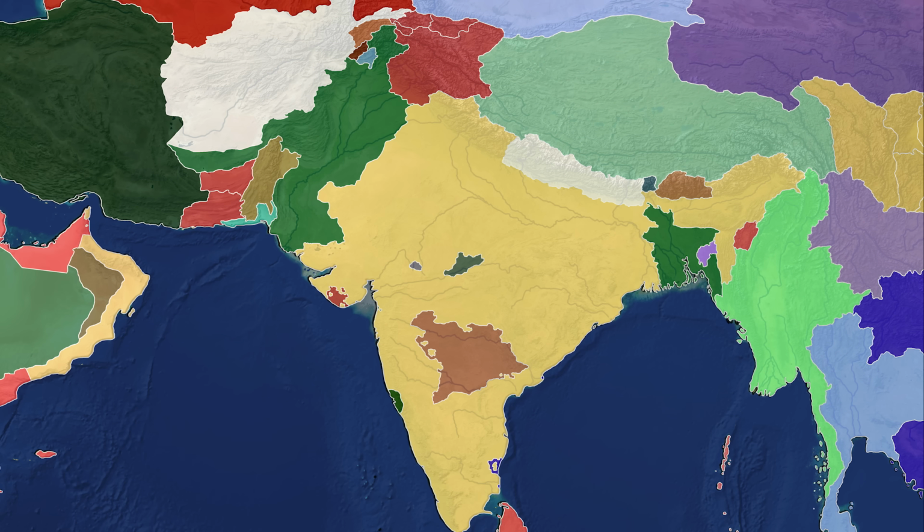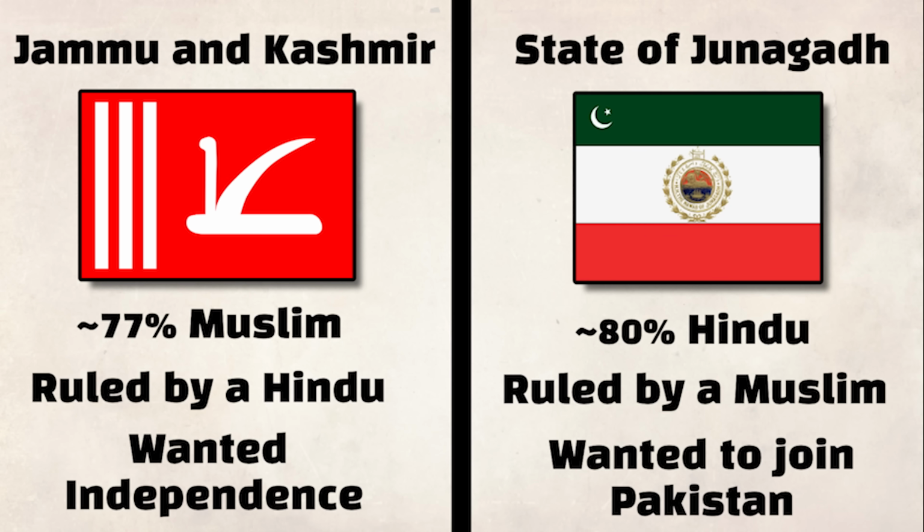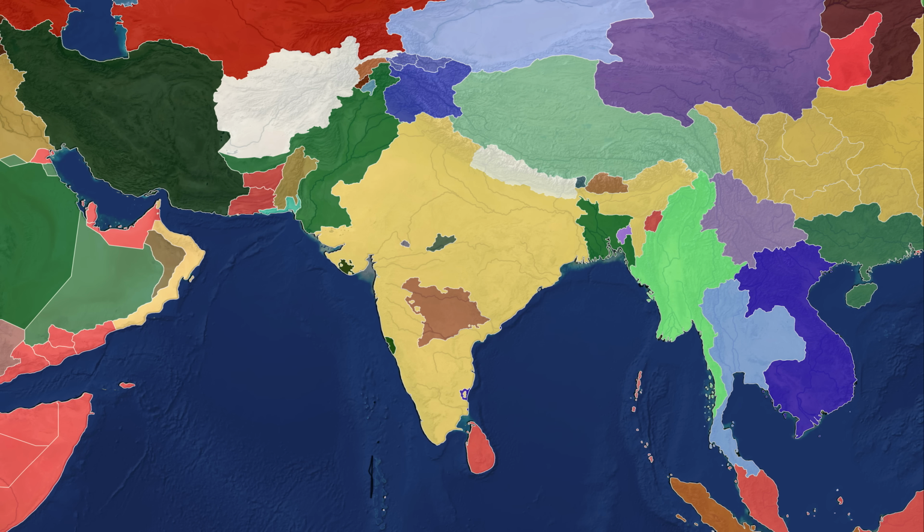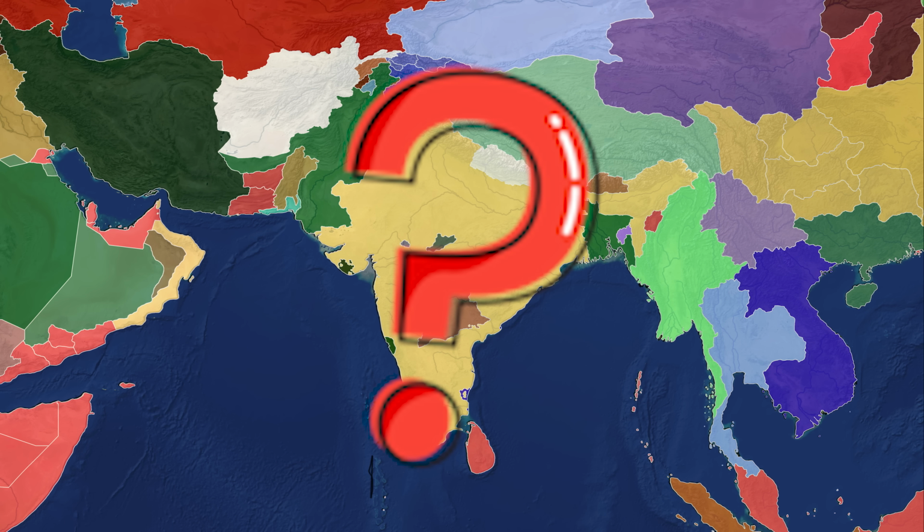They were basically the opposite of each other. Kashmir was about 80% Muslim, ruled by a Hindu who wanted independence. Junagadh was about 80% Hindu, ruled by a Muslim and wanted to join Pakistan. Alright, now with the context out of the way, what's so controversial here you may ask? Oh boy, you're in for a really interesting scenario.